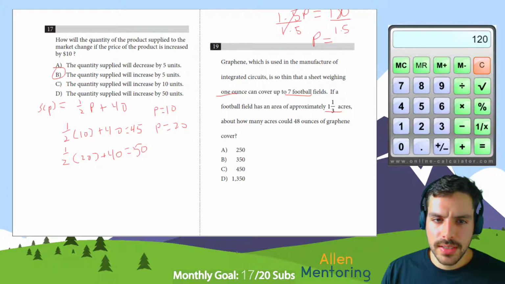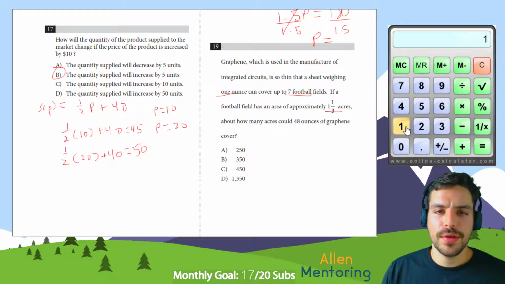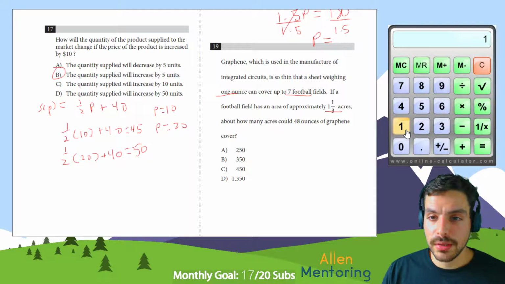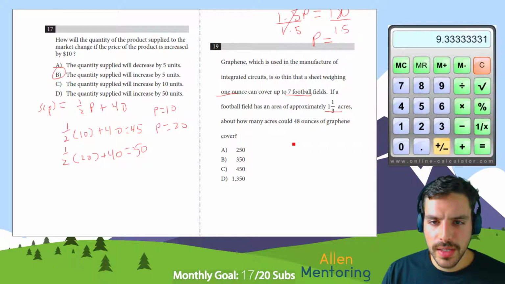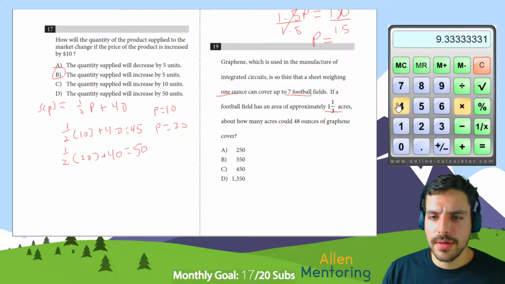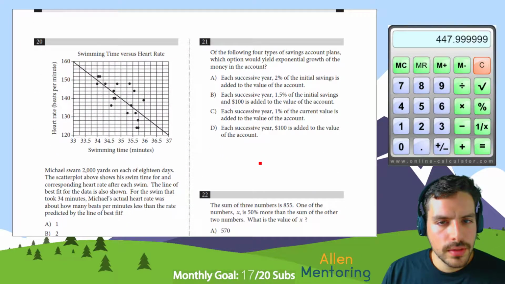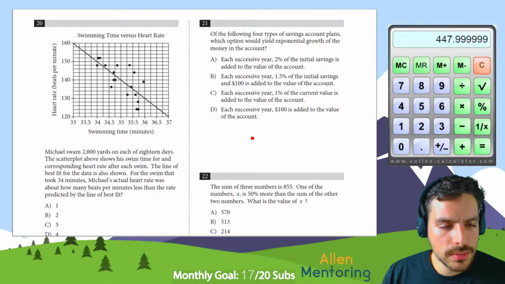So let's see what that is on the handy dandy calculator. So 7 times 1 1/3. And so 1/3 as a decimal is 0.33333333. So we would do 7 times 1.33333333 repeated. That'll get us about 9 1/3. Okay, so 1 ounce can cover about 9 1/3. So how many can 48 ounces cover? So we will multiply that by 48. That'll get us about 450. Boom. Flying through. All right, number 20.